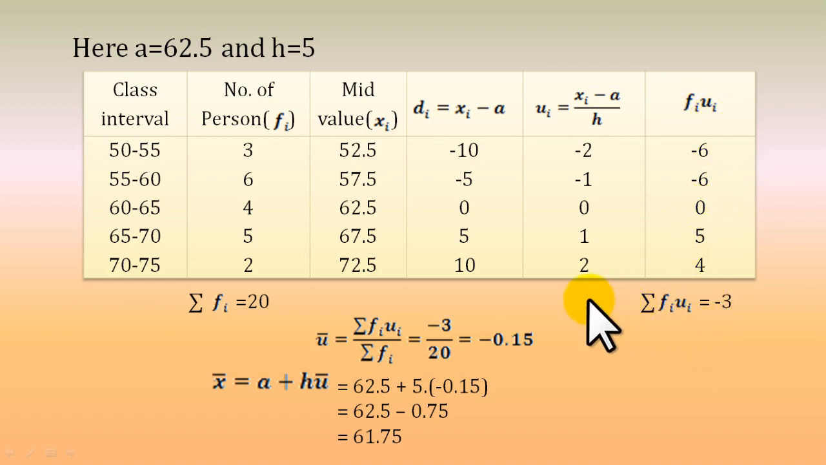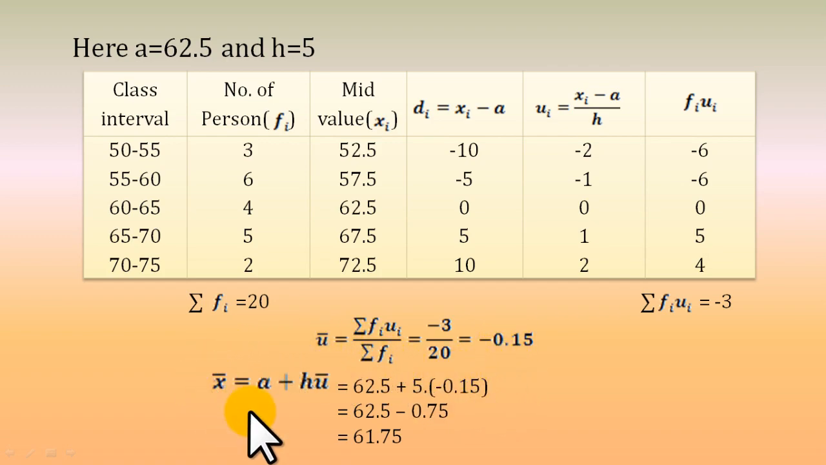These are the values of fiui. After that we find the summation of fi, that is 20. This is our total frequency, and this is the value of summation fiui, and that is minus 3. After that we calculate the value of u bar, and that is minus 0.15.